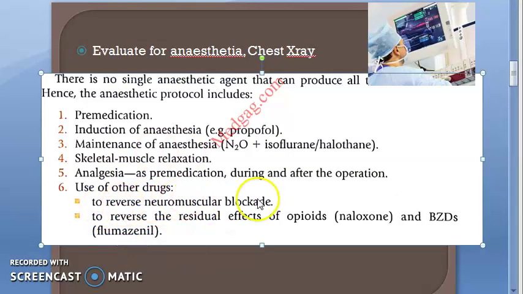Other drugs they can use to reverse the block. To reverse the neuromuscular block, to reverse the effects of opioids, they can use things, okay, and benzodiazepine. To reverse the effect of benzodiazepine, they will use this flumazenil, okay. That is an antidote kind of a thing for benzodiazepine, flumazenil, okay. To reverse everything you can use. So this is the protocol.